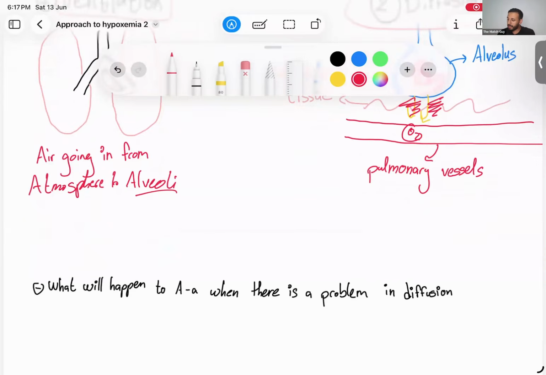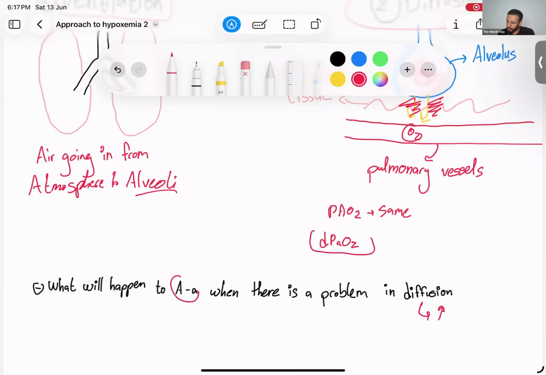Okay, so let me break this down. The PAO2, or the partial pressure in the alveolus, is going to stay the same, right? However, when there is a problem in the diffusion, there is less oxygen going to the arteries. So there will be a decrease in the partial pressure in the arteries. And since the partial pressure in the alveolus is the same, and the partial pressure in the arteries is decreased, you're going to expect that the AA gradient is going to be increased. Yes, this happens in a diffusion problem, when there's a problem in the diffusion itself.